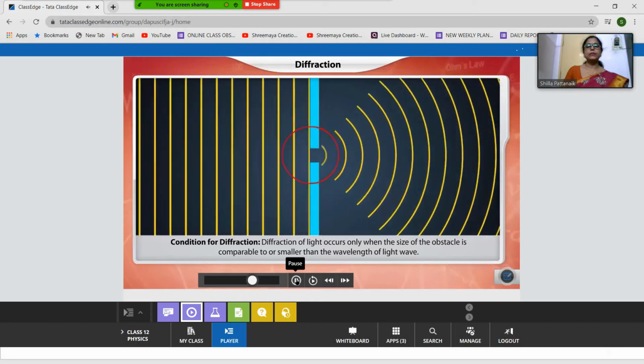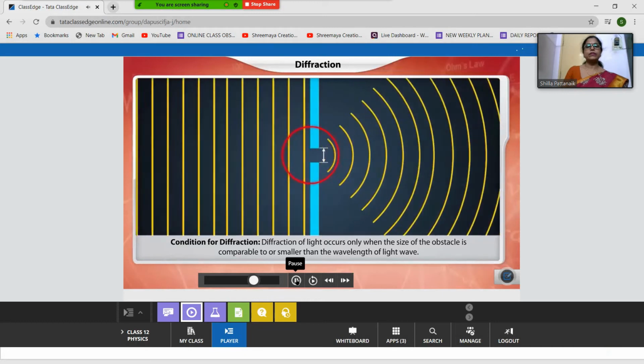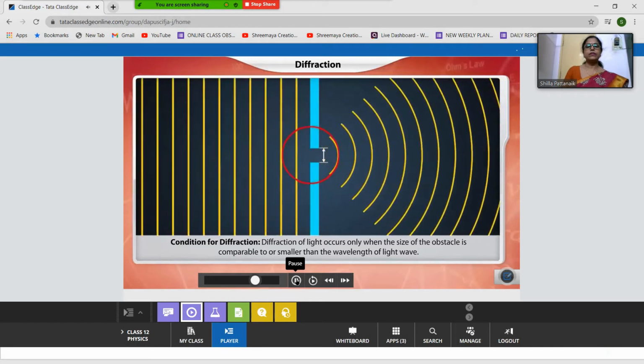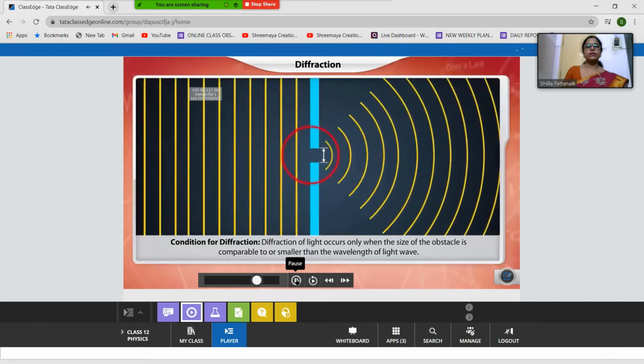Diffraction of light occurs only when the size of the obstacle is comparable to or smaller than the wavelength of light wave.